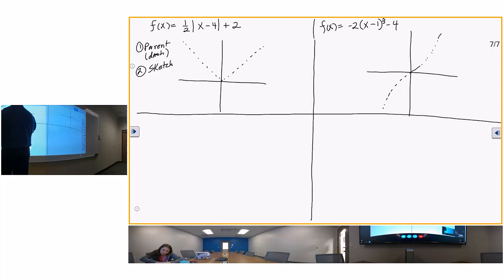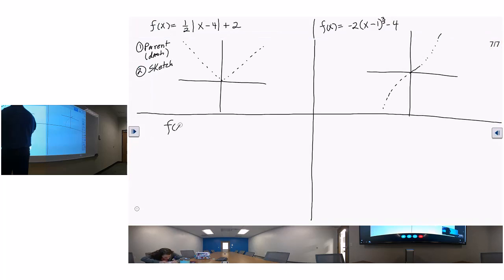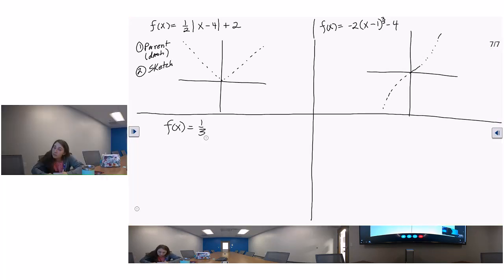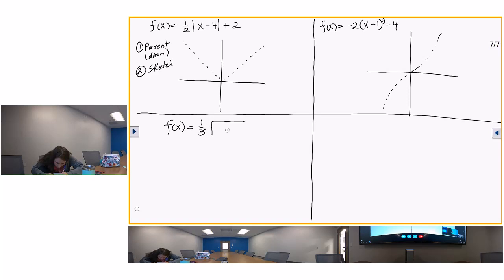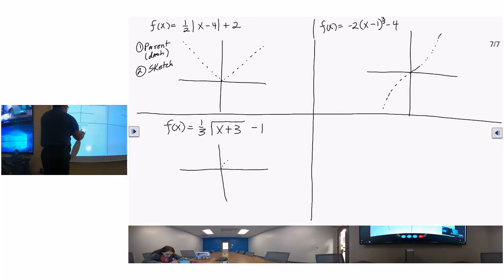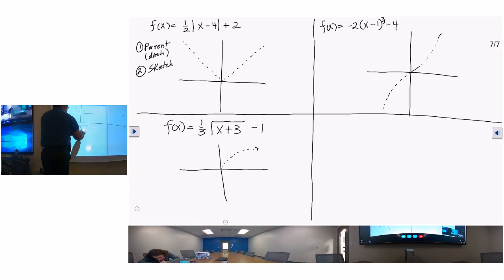Didn't do it that time. There's your parent graph. All right, the next one. F of x is equal to 1/3 square root of x plus 3 minus 1. So your parent graph here would be what? That line that goes to the right.